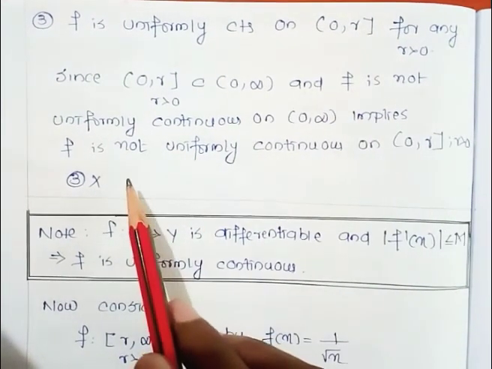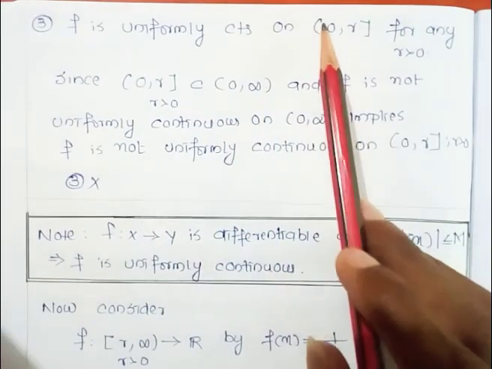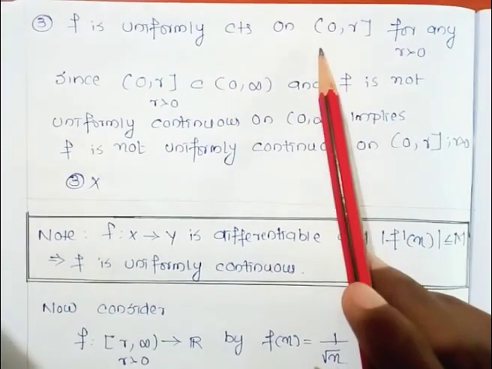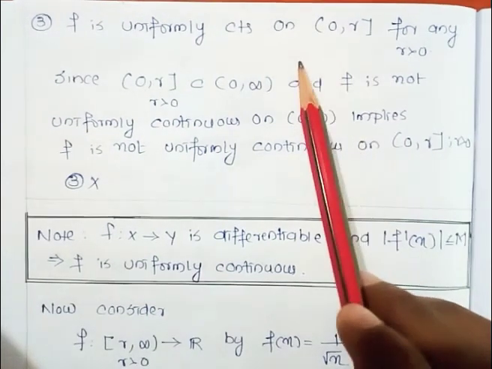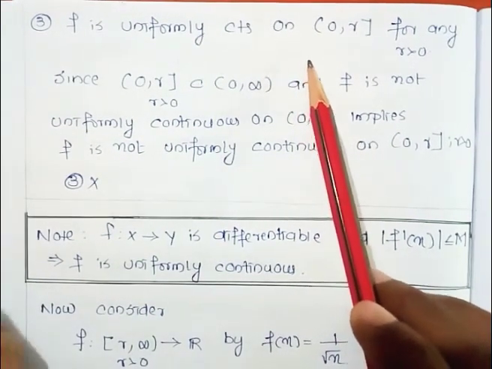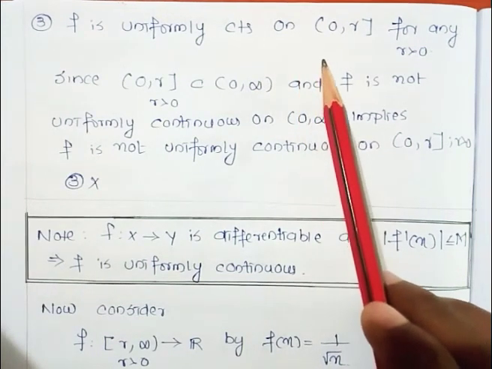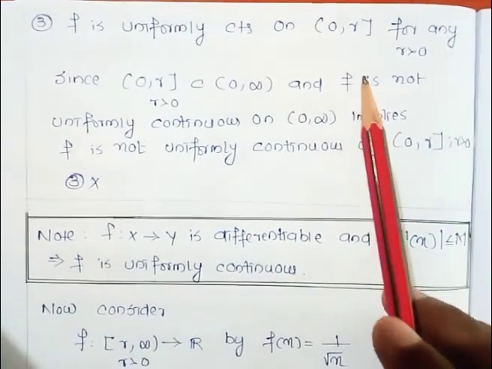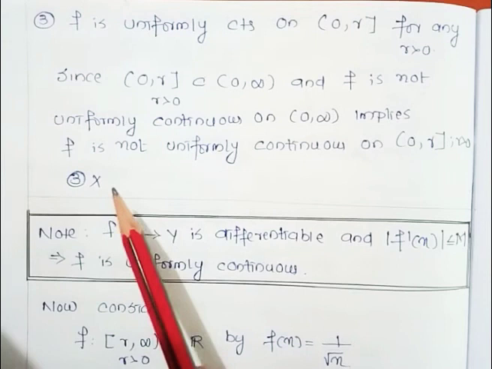Therefore our third option is also wrong, because it says that f is uniformly continuous on (0, R] for any R greater than 0. By observing the graph of 1 by root x, we see that in a neighborhood of 0, the function increases sharply, and therefore it is not uniformly continuous in that neighborhood. Therefore we can eliminate our third option.